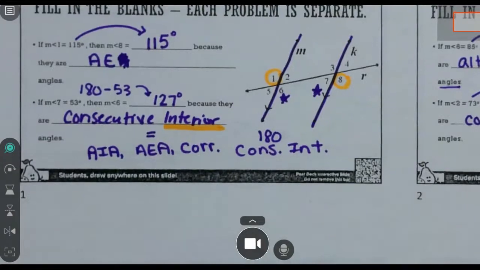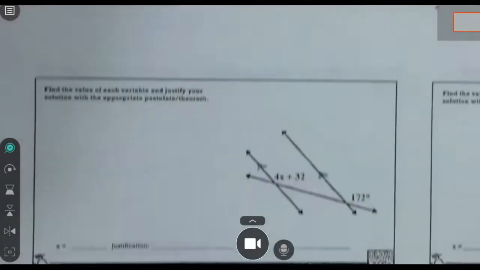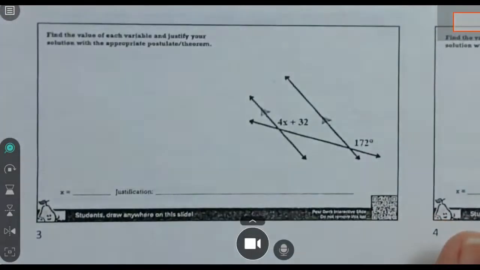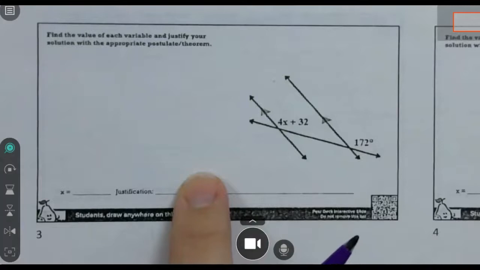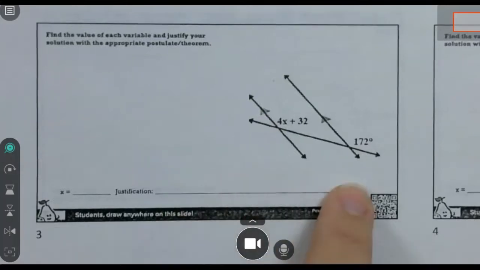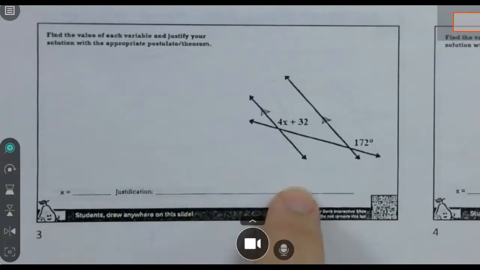All right. Level 2. Level 2 now says, let's kick it up a notch and actually add in some algebra here. So we're going to find the value of each variable. We're going to justify the solution with the appropriate postulate or theorem. So when we put the theorem or the postulate back here, if it's corresponding, we have to write corresponding angles postulate. If it's alternate interior, we're going to write alternate interior angles theorem. We're going to write that word in.